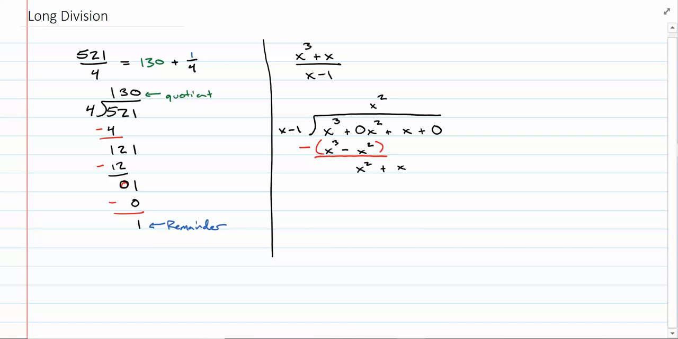I'm going to drop down everything to the right, and then I'm just going to keep repeating that same process, just like we were doing with the numbers. This time I ask myself, what do I have to multiply x by to get x squared? The answer is x. I put an x here. I take that x and multiply it times x minus 1. I'd have x squared minus x. I subtract. When I subtract, the x squareds go away. I do have x minus a minus x, so that's 2x.